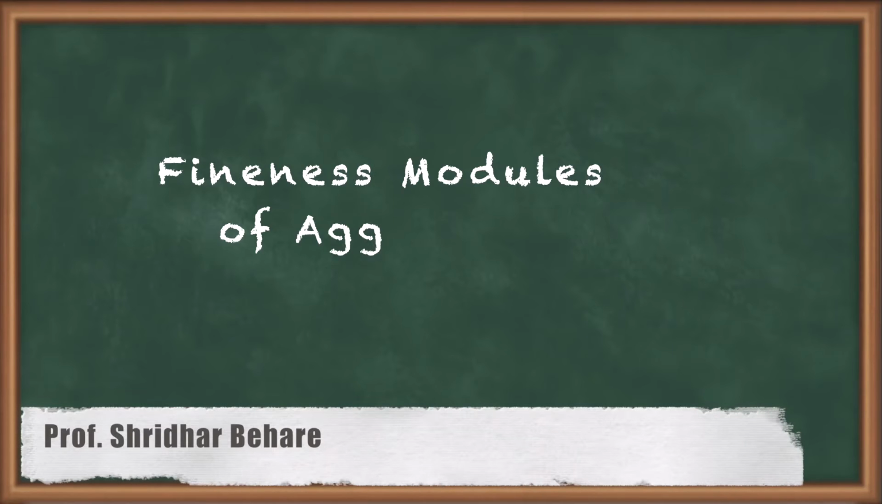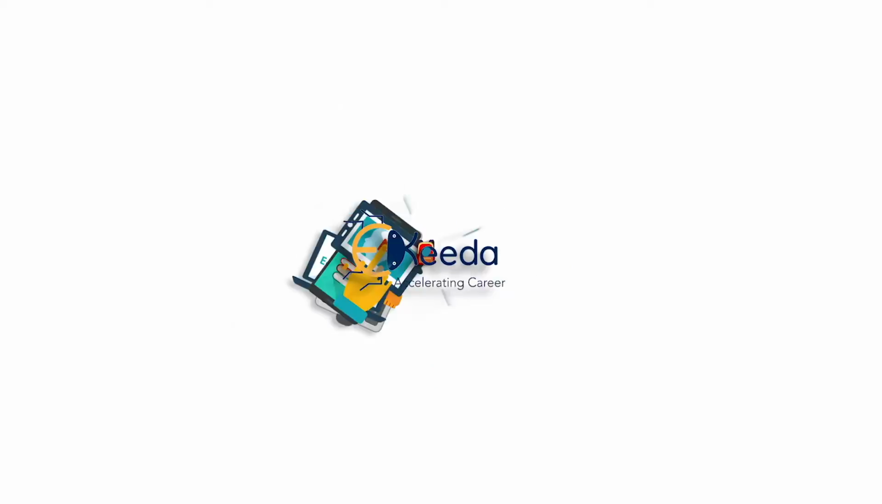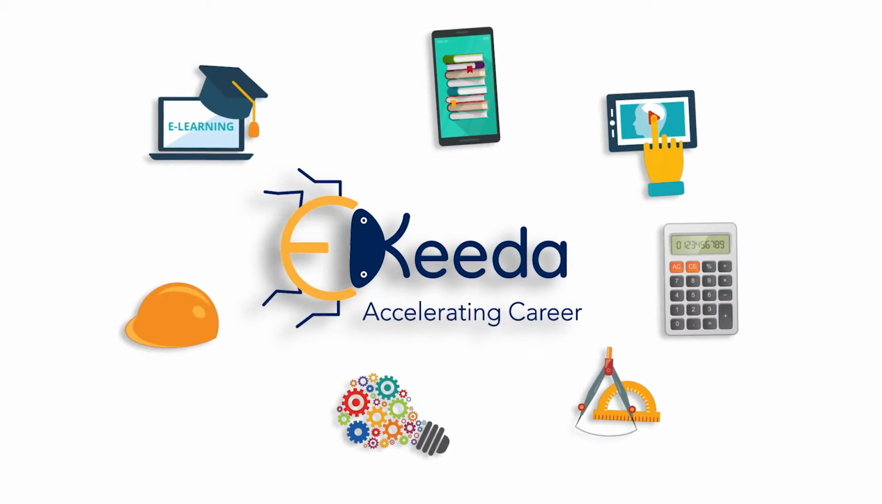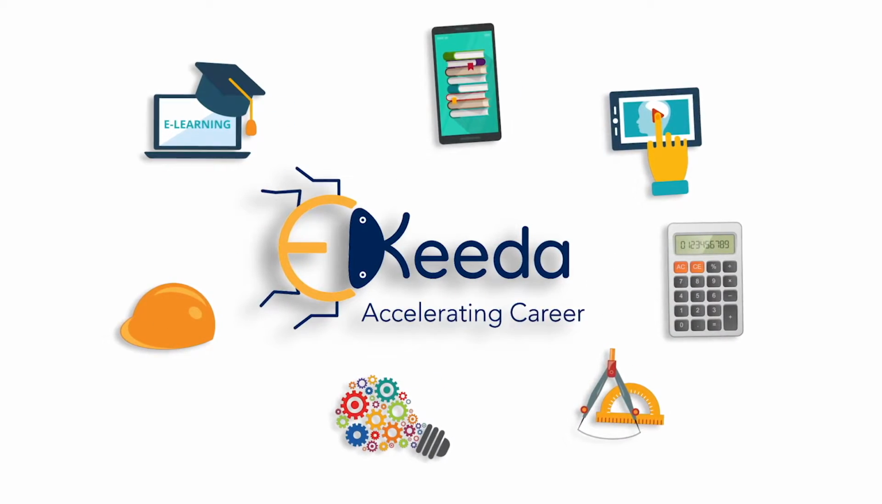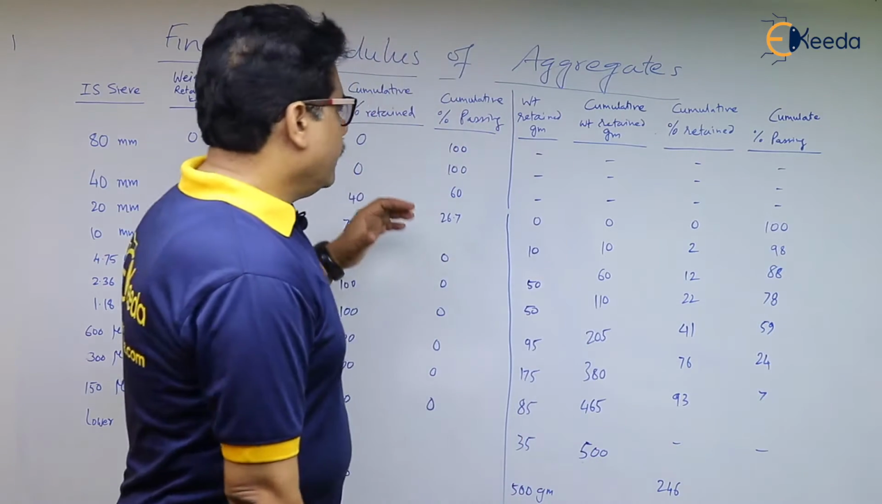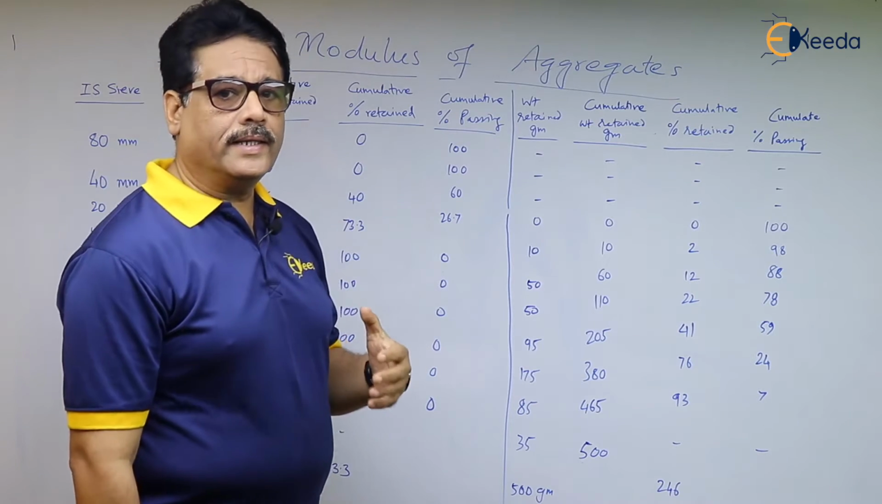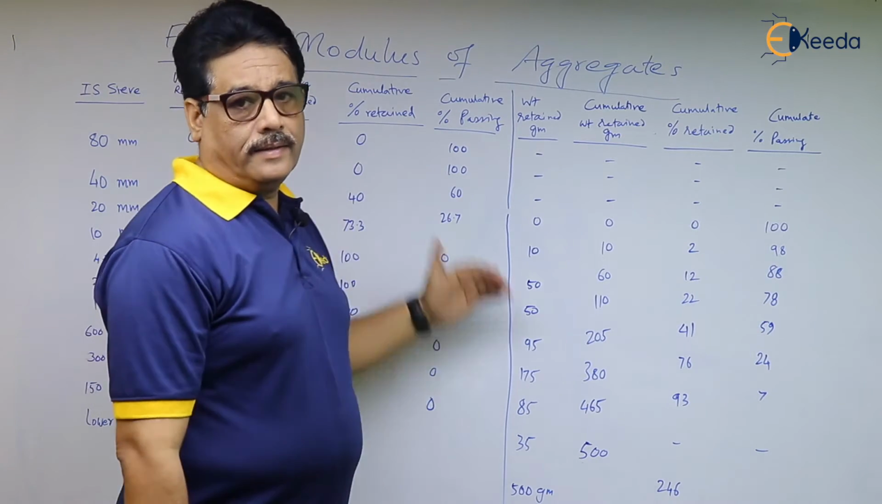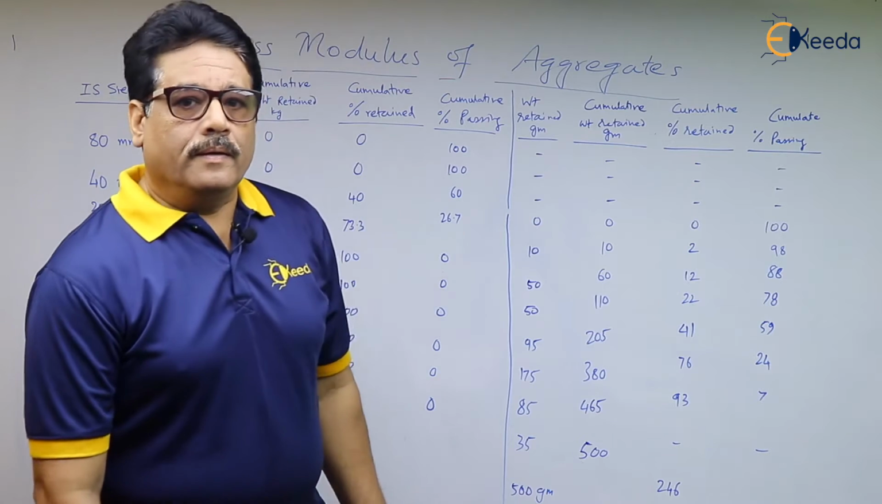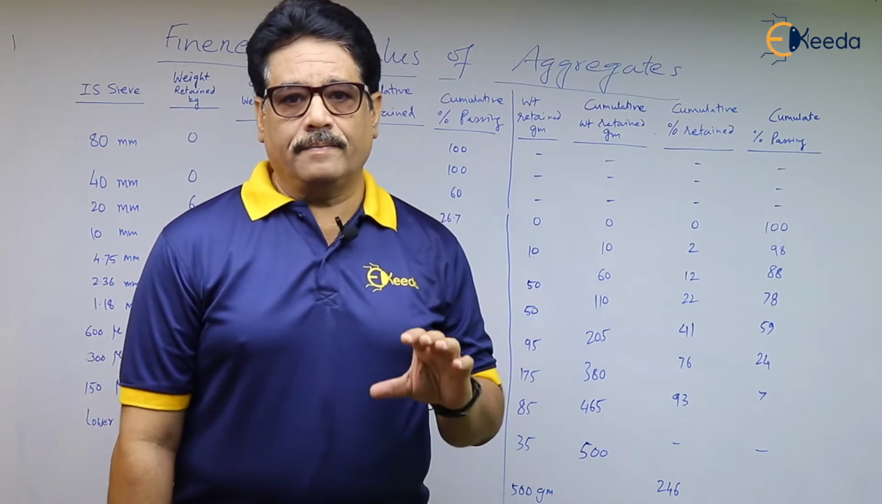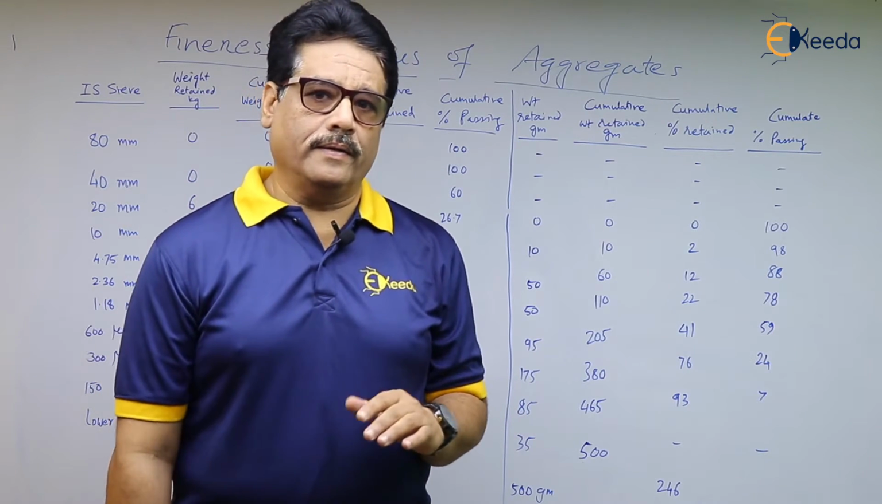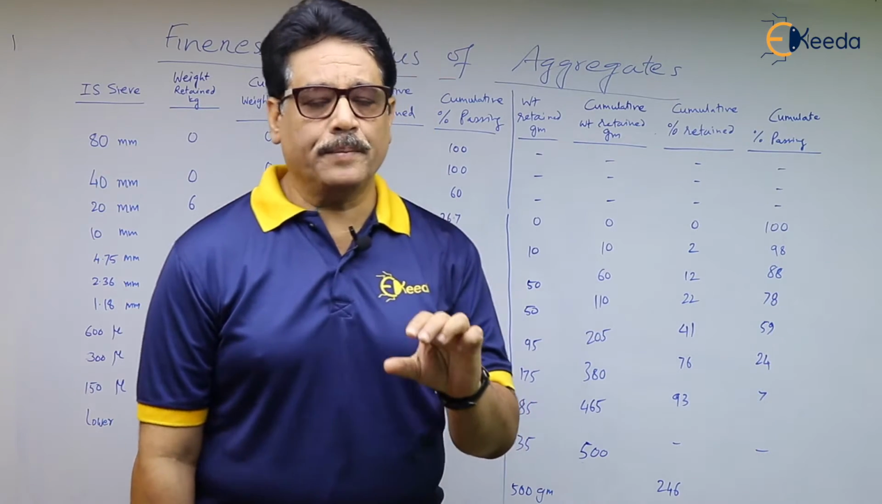Hello friends, let us discuss the important property of aggregates, that is the fineness modulus of coarse and fine aggregates. The typical example of how the fineness modulus of aggregates is solved is there on the board. Basically, whenever aggregates are used in concrete, they should possess a particular size.